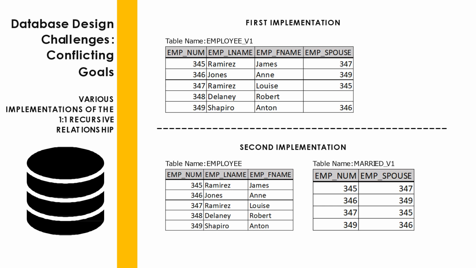The problem with the first implementation is that you are going to have a lot of nulls, especially for those employees who are single and whose husband or wife is not an employee of the same company. Whereas in the second implementation, this one is more neat, but again, it will depend on how we're going to implement this based on the design goals that we have in our database.